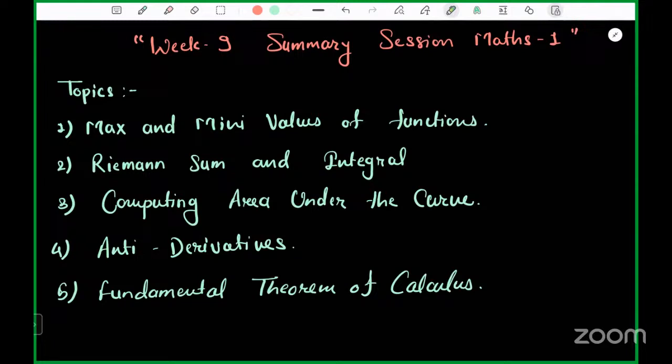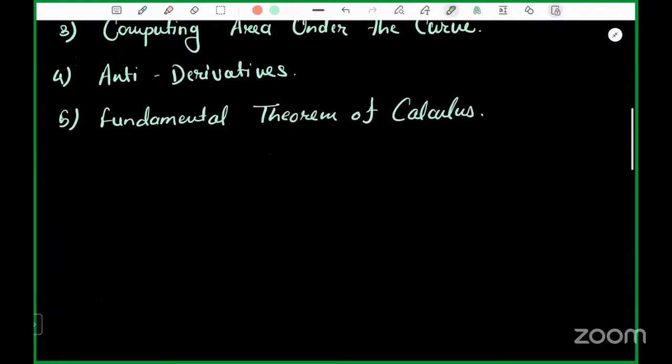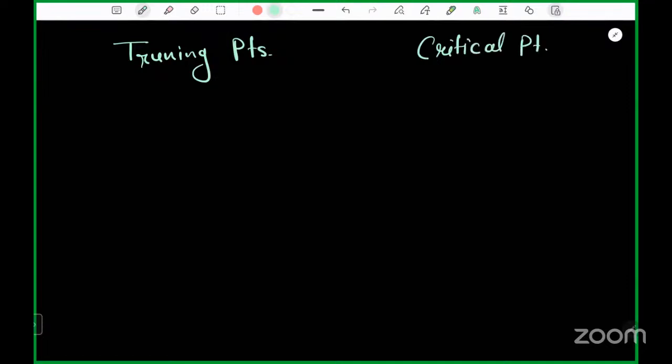So let's start. First of all, we'll start with the maximum and minimum value of a function. But before this, try to understand two types of points. One is known as the turning point, and another one is the critical point.